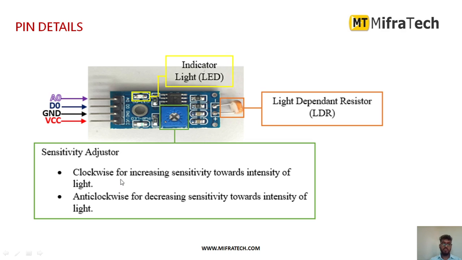If you rotate it clockwise, it will increase the sensitivity toward the intensity of light. If you rotate it anti-clockwise, it will decrease the sensitivity toward the intensity of the light. So this is a brief introduction of this LDR sensor module.